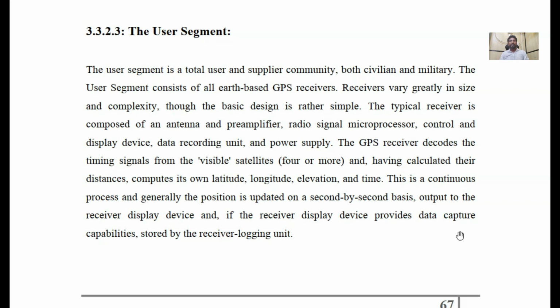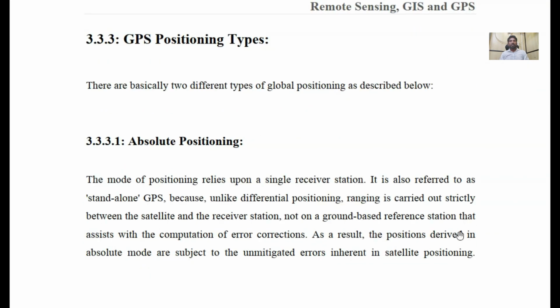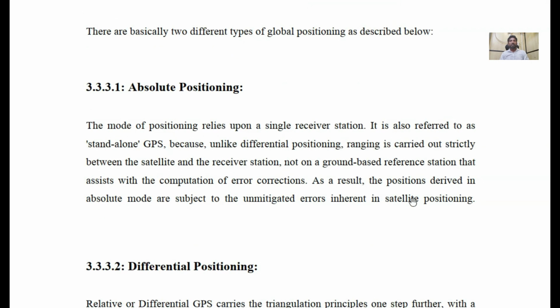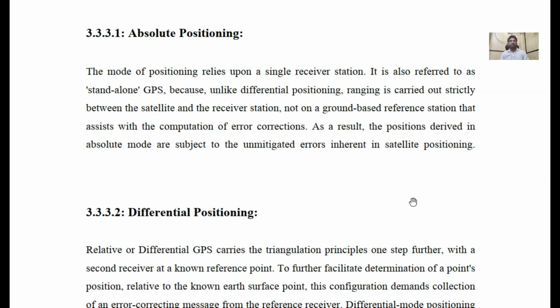GPS positioning types. There are basically two different types of global positioning, as described below. Absolute positioning. This mode of positioning relies upon a single receiver station. It is also referred to as standalone GPS because, unlike differential positioning, ranging is carried out strictly between the satellite and the receiver station, not relying on a ground-based reference station that assists with the computation of error corrections. As a result, the positions derived in absolute mode are subject to the unmitigated errors inherent in satellite positioning.